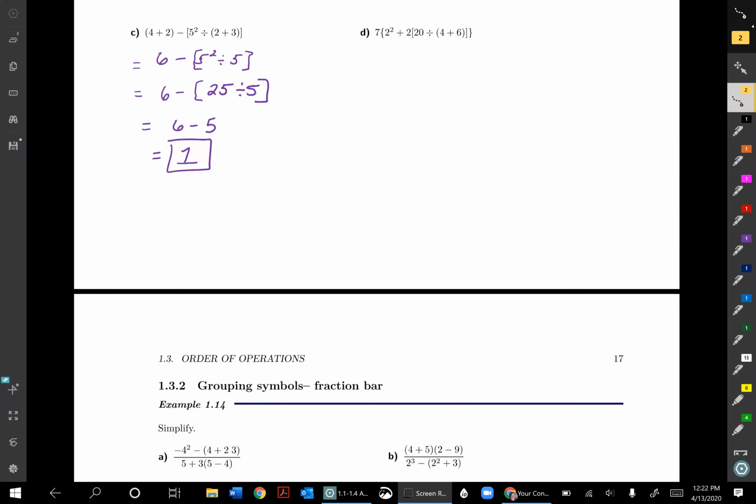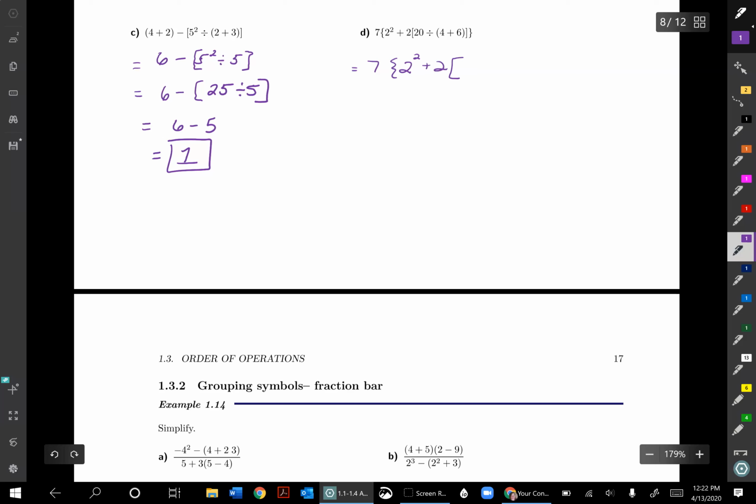Okay, next one here is letter D, and we have some braces involved on that. So we have 7. We're just going to carry things down and work them as we go. Times 2 squared plus 2, and then we have another set of parentheses. 20 divided by 4 plus 6 is our innermost parentheses, so we're going to calculate that first, because we want to work in to out. So we start here with this 4 plus 6, then we're going to work these parentheses, and then finally the brace, what's left in the braces.